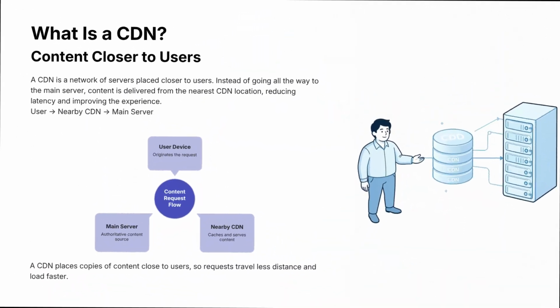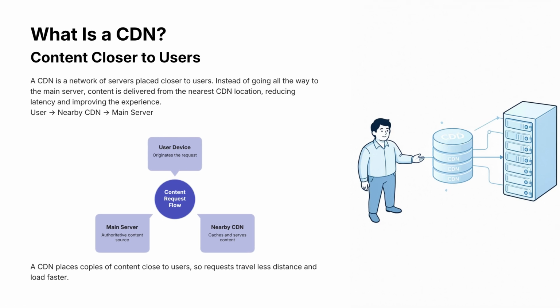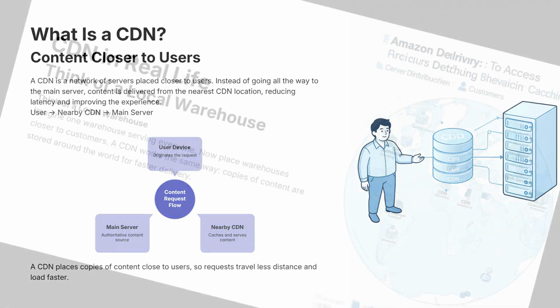A CDN is a network of servers distributed across multiple geographic locations. Instead of every user accessing the main server, users receive content from the nearest CDN location. This dramatically reduces latency and improves user experience.